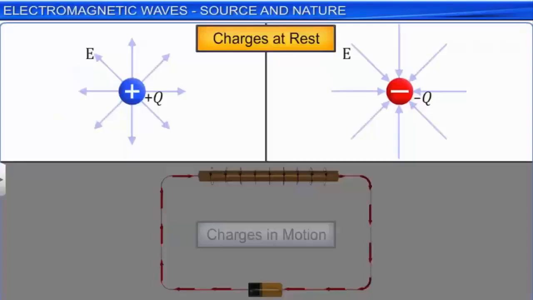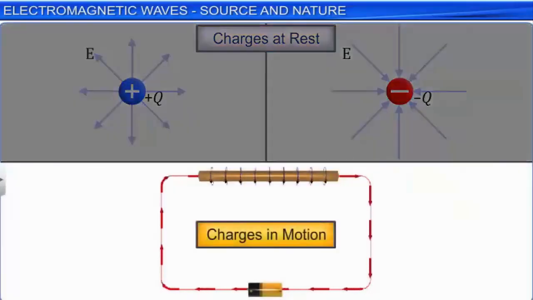In earlier lessons, we have learned that charges at rest produce an electrostatic field, and charges in a steady current-carrying conductor produce a constant magnetic field around it.